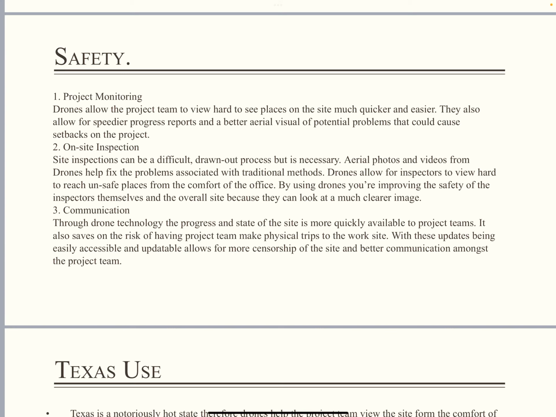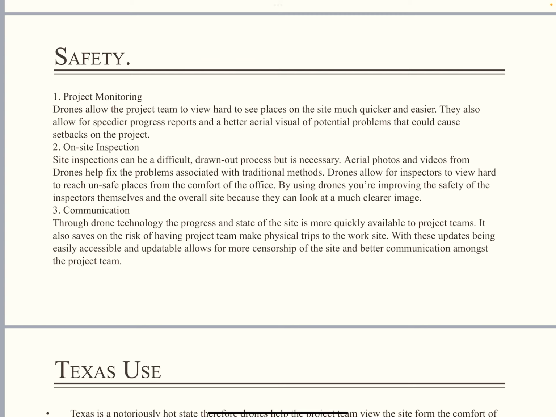On-site inspections. Site inspections can be difficult, drawn-out processes, but it is necessary. Aerial photos and videos from drones help fix the problems associated with traditional methods. Drones allow for inspections to view hard-to-reach unsafe places from the comfort of an office or a remote office. By using drones, you're improving the safety of inspectors themselves and the overall site because they can look at a much larger and clearer image, and it's much more in depth in terms of visiting every small nook and cranny on the site.